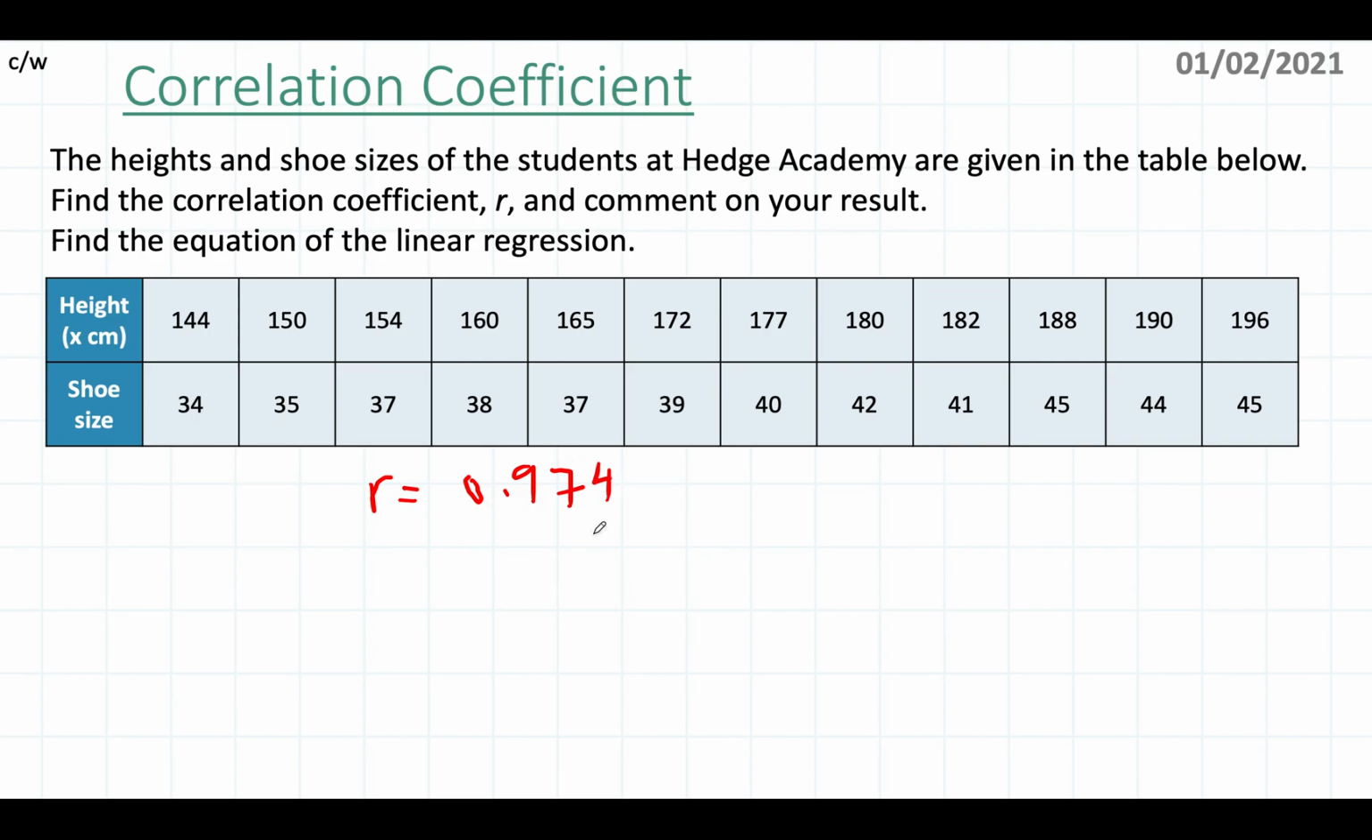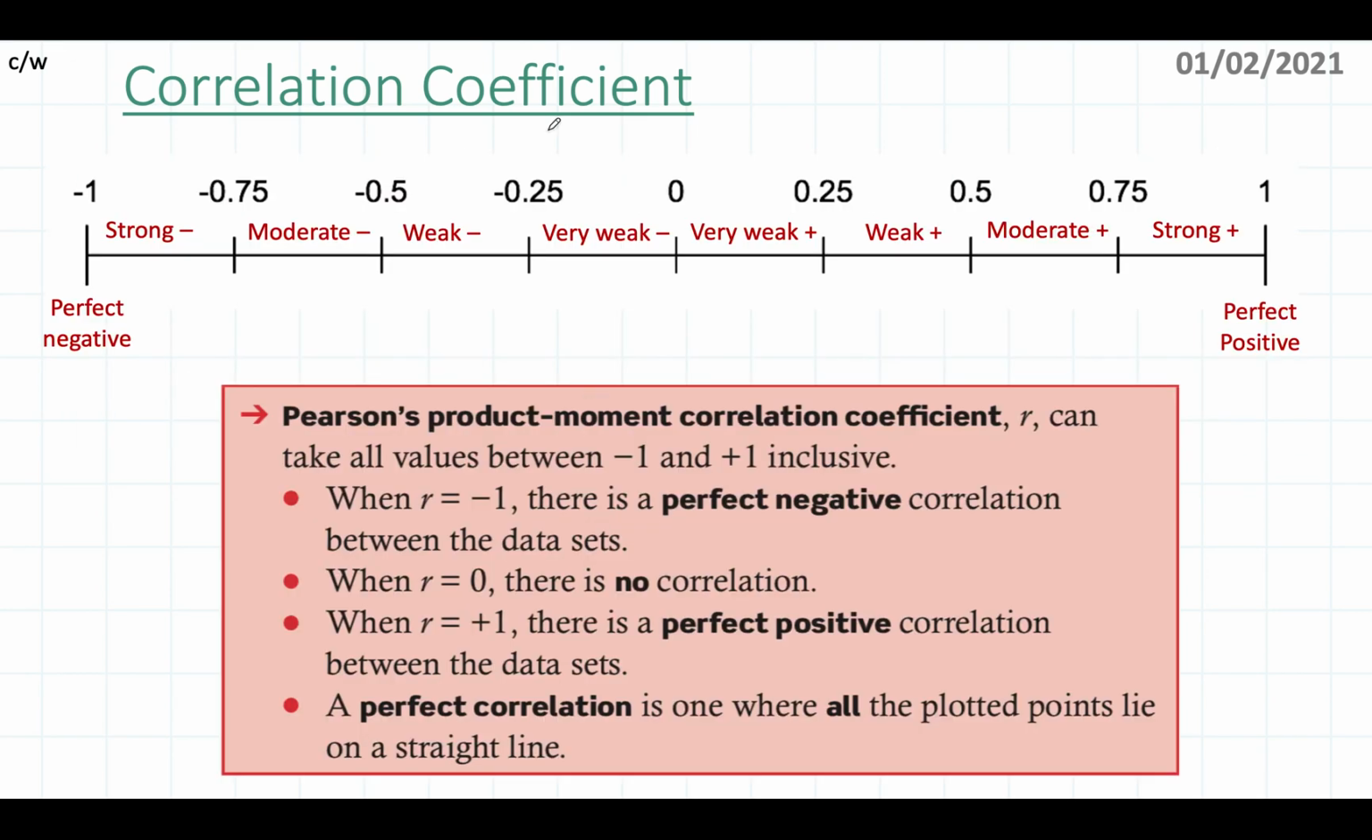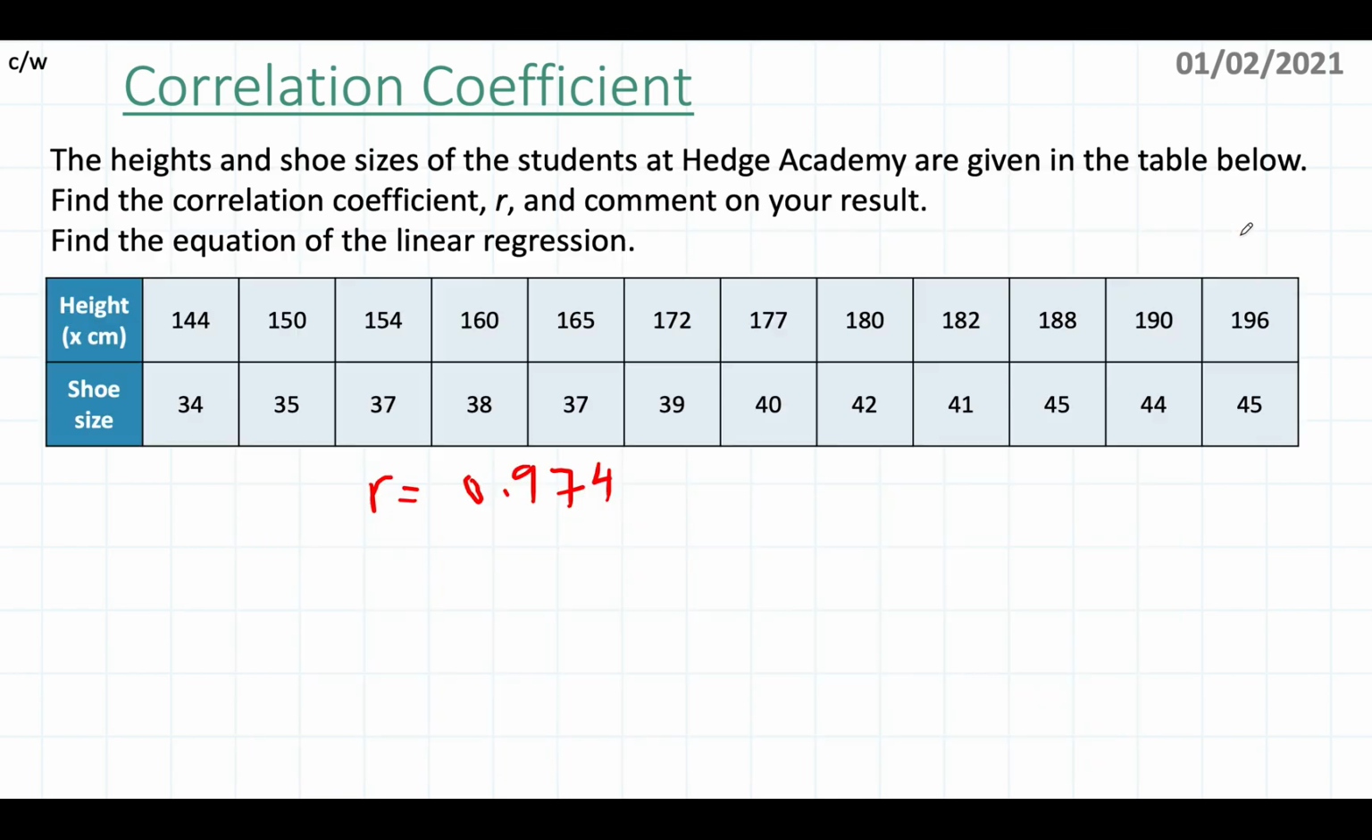Looking back at the number line, I can tell that it's a strong positive correlation, so I can interpret it as a strong positive correlation.